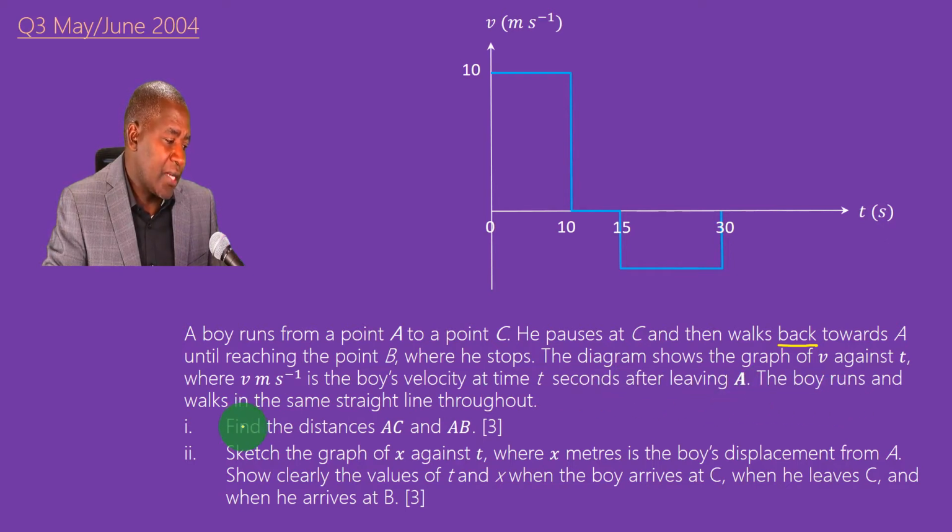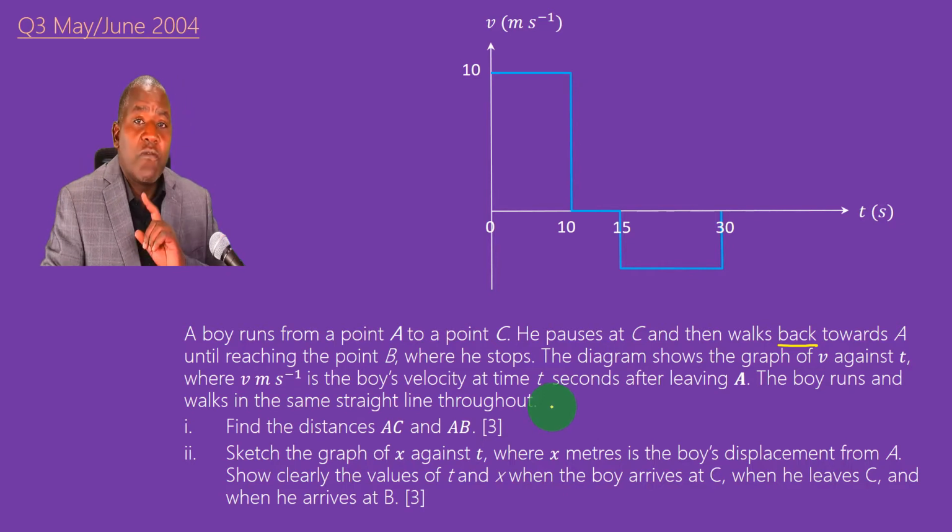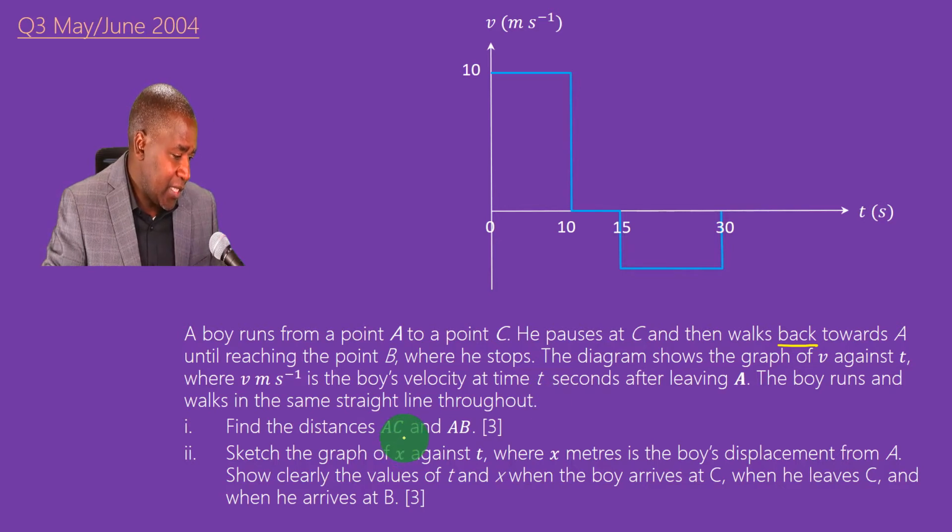The boy runs and walks in the same straight line throughout, so this does not deviate from equations of uniformly accelerated motion. Because for us to talk about uniform acceleration, the path has to be straight. The path has to be straight for us to talk about those three equations. Find the distance AC and AB.